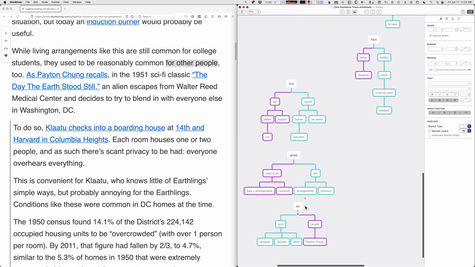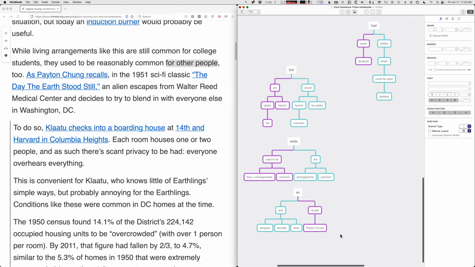And Peyton Chung recalled this. Peyton Chung is a single node because it is a proper noun. It is one thing. Peyton is not a modifier of Chung. Chung is not a modifier of Peyton. It is a phrasal noun. The two words go together as a phrase to make a single noun. It's common with proper nouns.